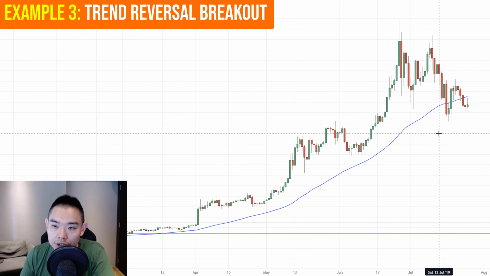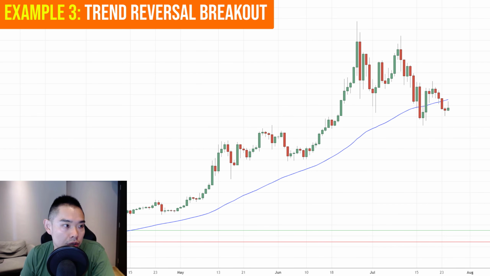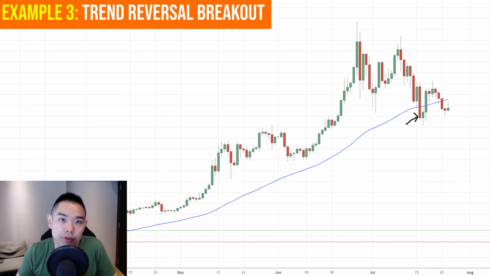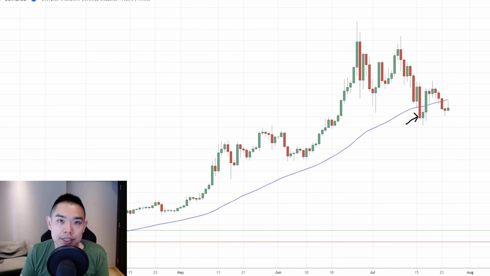Finally, over here is where the market breaks and closes below the 50-period moving average, and that's where you exit the trade. You can see that you have captured quite a bit of the trend up higher. And this is how you trade a trend reversal breakout in the markets.